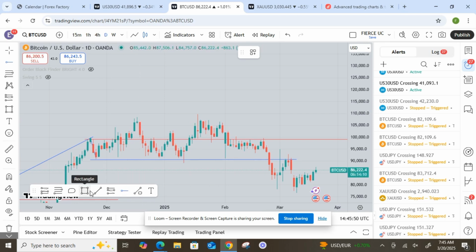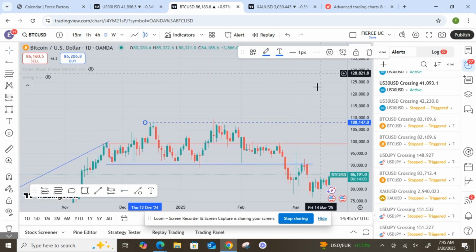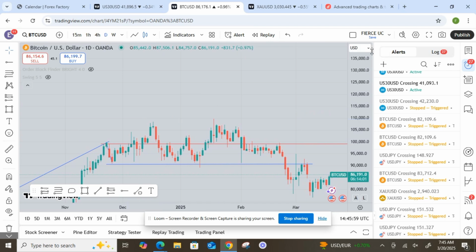Let me use rectangle 2. So it means the market wants to change trend. I will teach you that one. I'm coming. Let me use rectangle 2 so that it will be very, very visible. See it now.